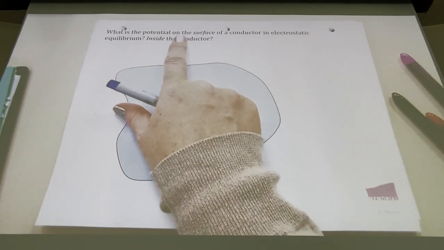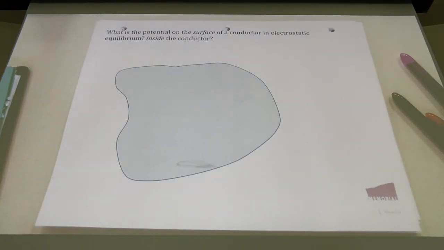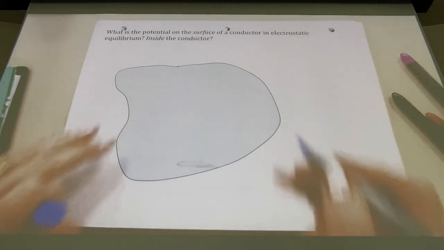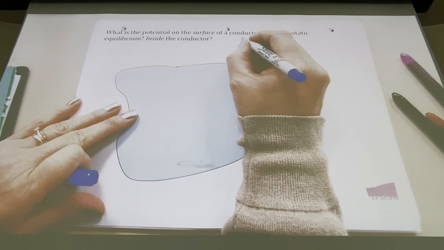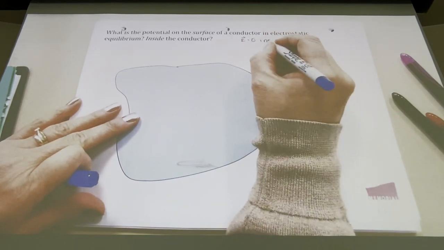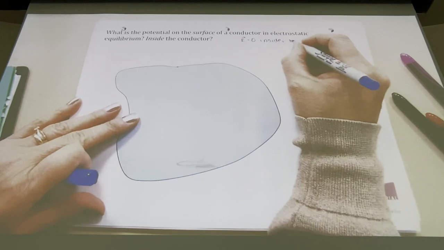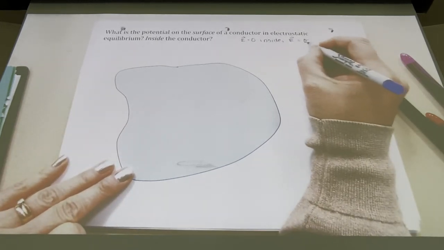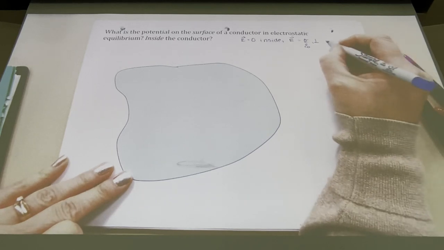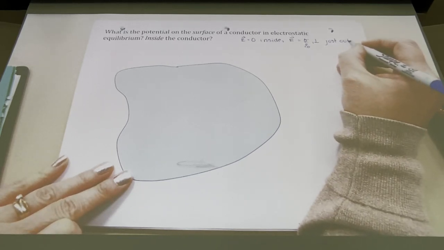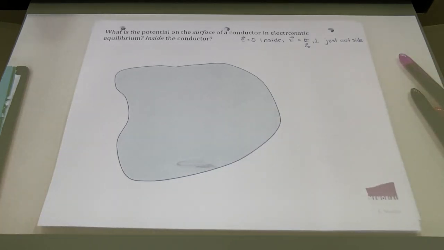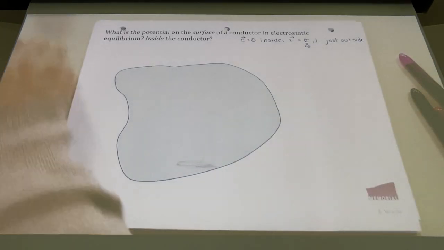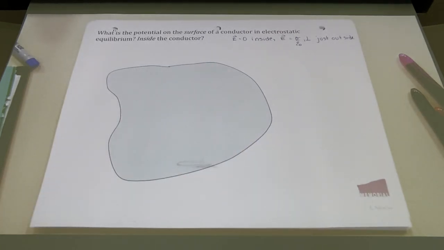And what is the electric potential inside the conductor? We did this for electric fields. As a reminder, the electric field was 0 inside, and the electric field was sigma over epsilon naught perpendicular just outside. So that's a summary of what we found with electric fields. Now let's start to think about electric potential, because potential and field are not the same thing. They're related, but they're not the same. So let's think about what's happening inside the conductor first.